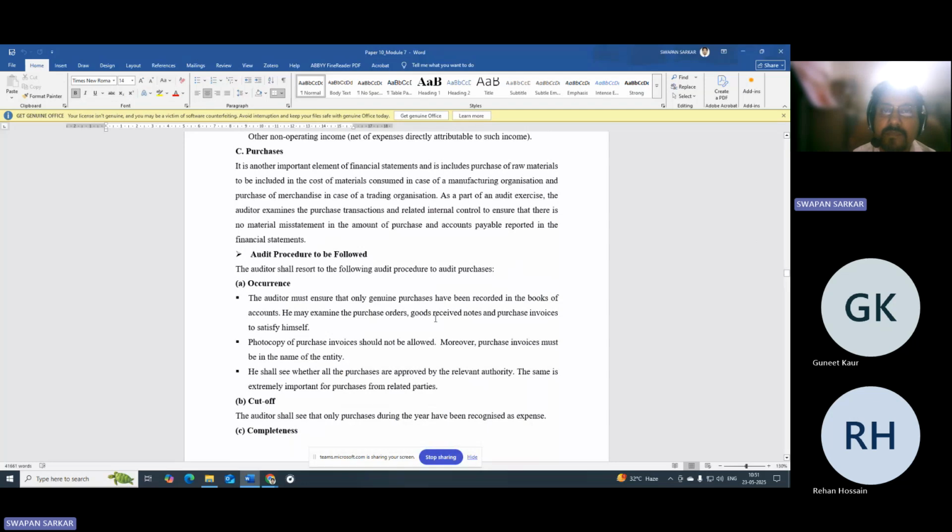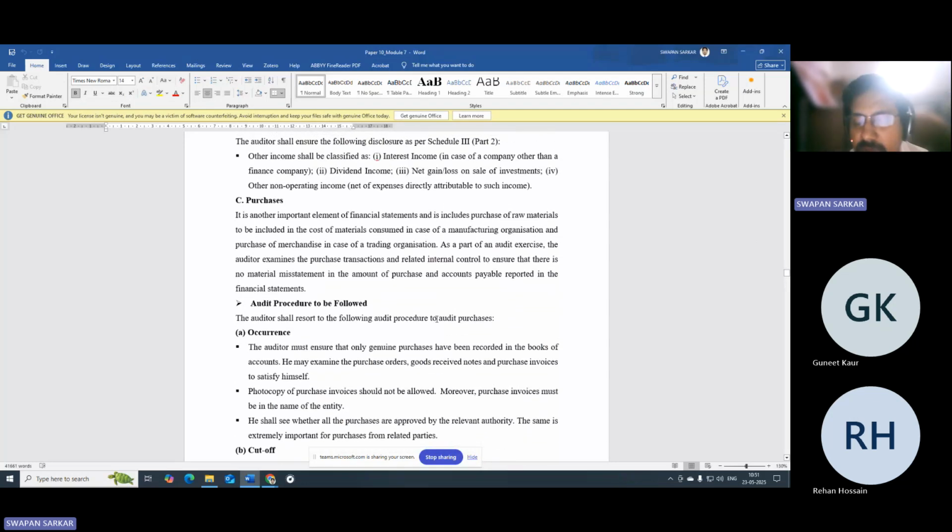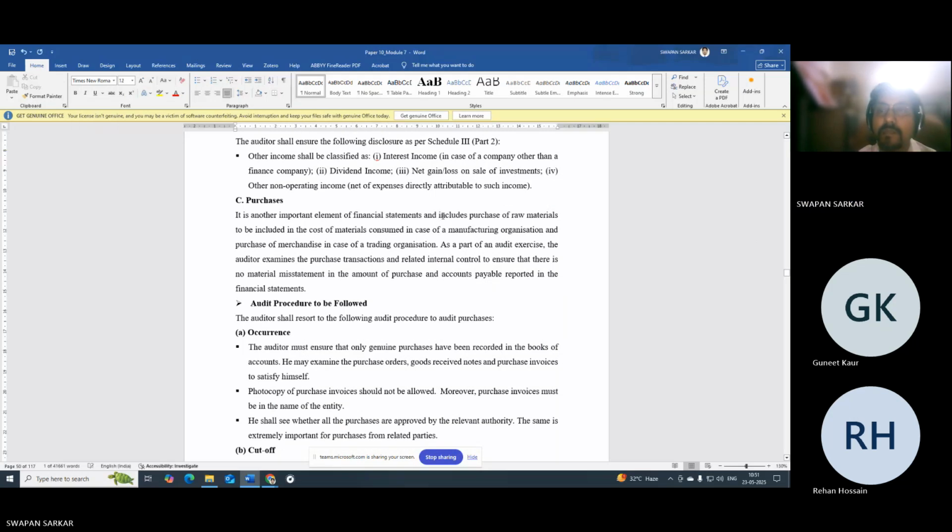Another important item to be considered under the income statement, or the statement of profit and loss, is purchases. It is another important element of the financial statement and includes purchase of raw material, to be included in the cost of materials consumed in case of a manufacturing organization, and purchase of merchandise in case of a trading organization. As a part of the audit exercise, the auditor examines the purchase transactions and related internal control to ensure that there is no material misstatement in the amount of purchases and accounts payable reported in the financial statement.